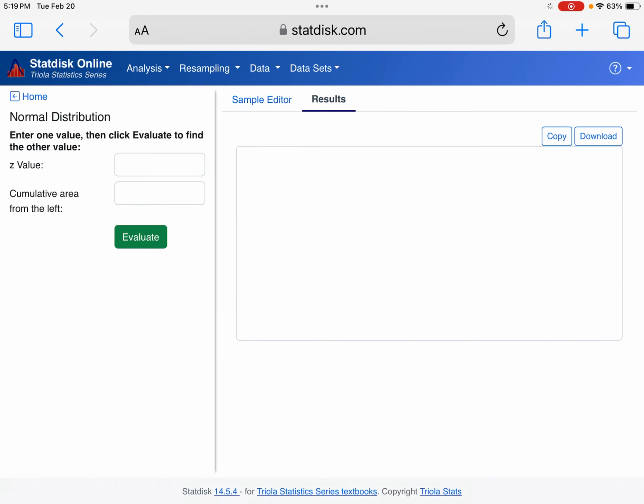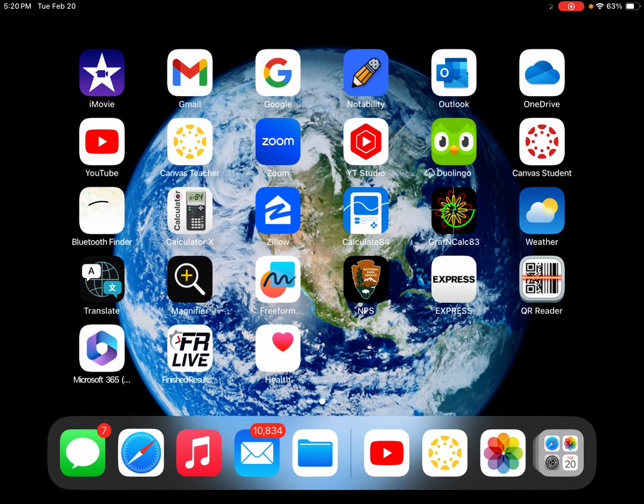So when you select normally distributed, it does ask for a z-value here. If you have the z-value, you can enter it; if you don't have it, you need to calculate it. You either know the z-value or you know the cumulative area to the left. So one of those two boxes you would fill in depending on what the question is about.